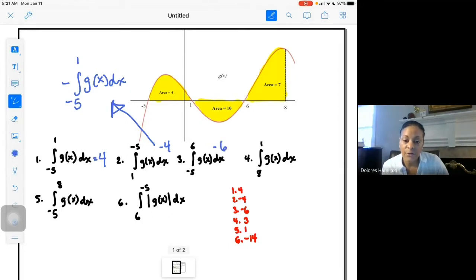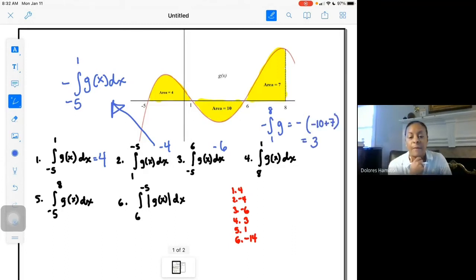That's the integral from 8 to 1. I'm going to switch those limits of integration and negate the integral. That gives me the integral from 1 to 8, but we're negating. And I take those areas, and I take -10 plus 7, but then I negate that result, and I get 3.